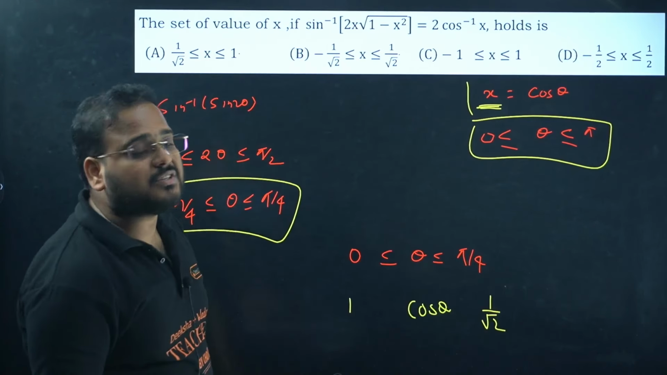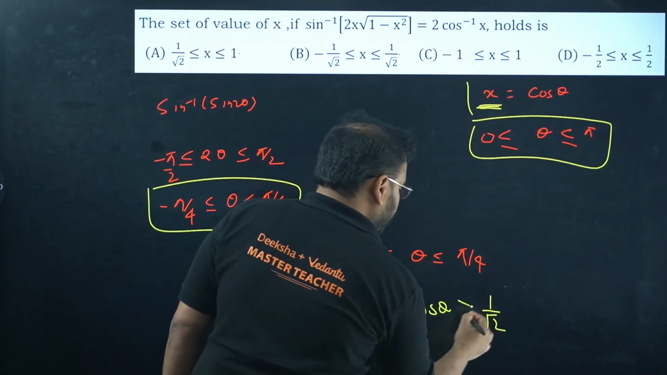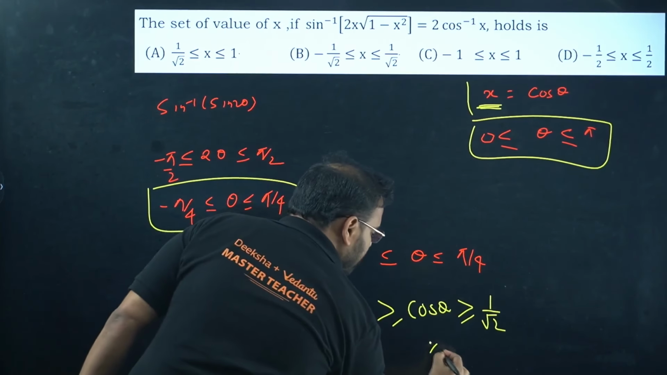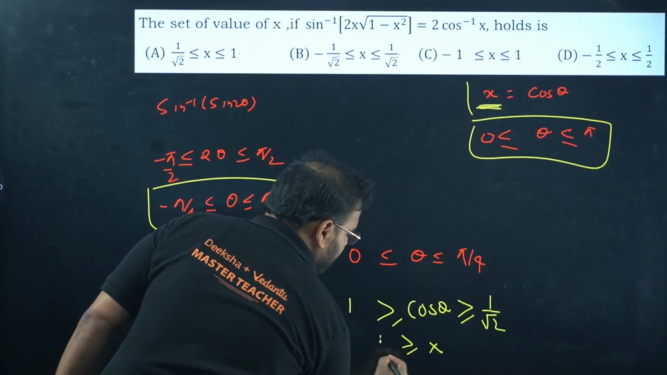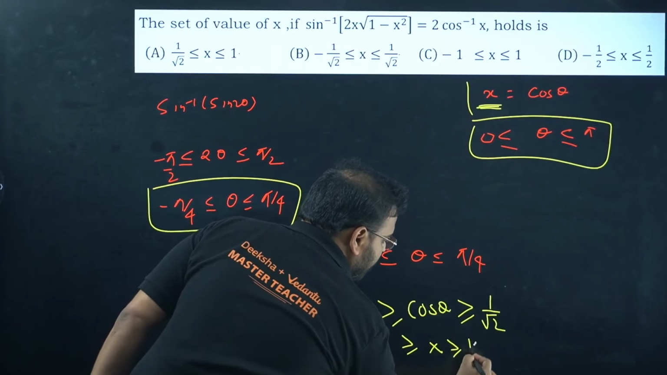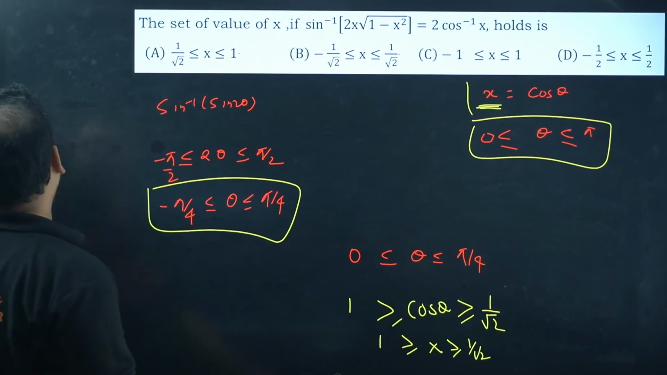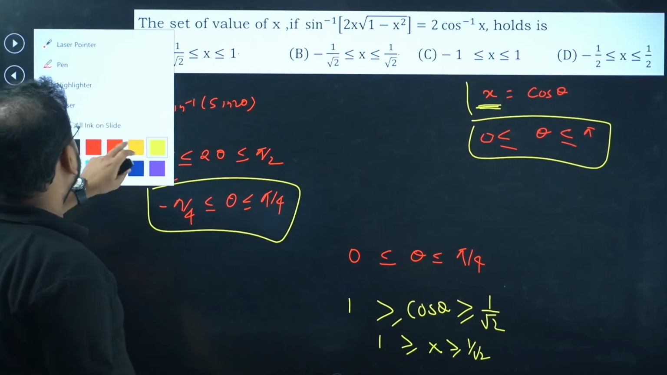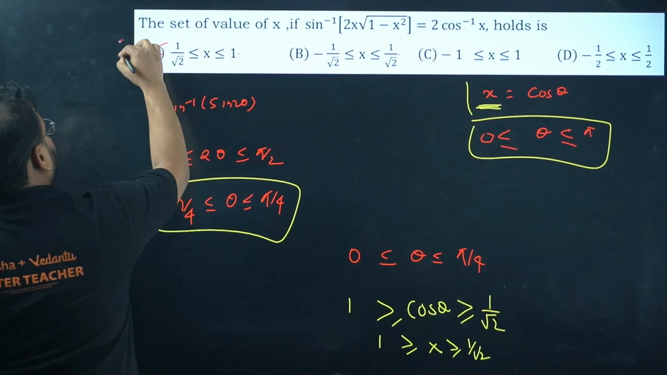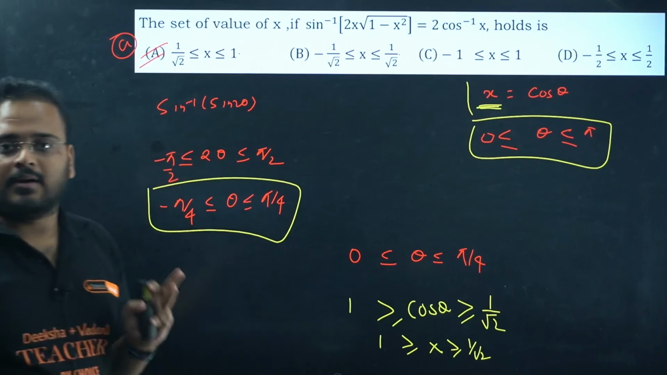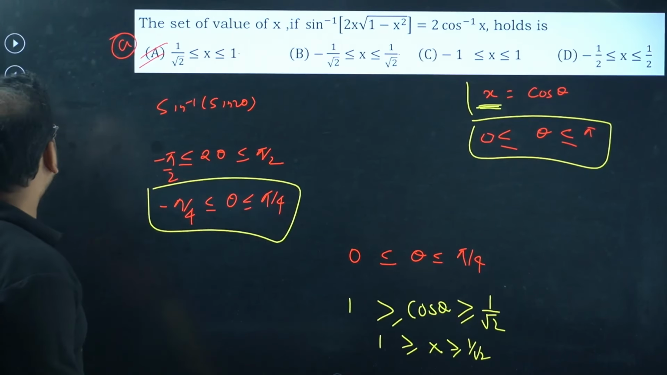Cos is a decreasing function. Answer is what? This is value for x. X is less than 1 and more than 1 by root 2. Answer is option A. Answer is option A. Clear, right? It's clear now. Moving on to next question.